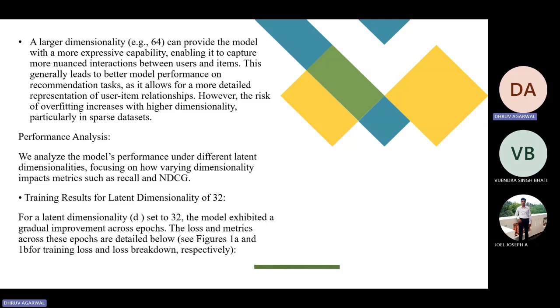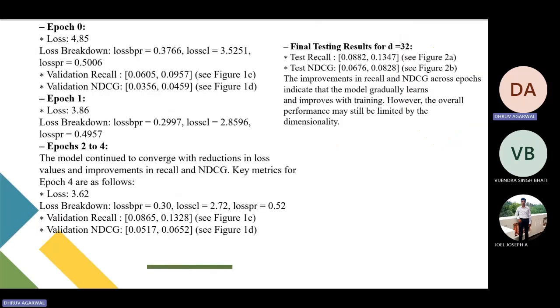Performing for 32D and 64D over 5 epochs, we have these results. For epoch 0, we have a loss of 4.85. The validation recalls are 0.06 and 0.09 for recall 20 and recall 40 respectively. For NDCG, we have 0.03 for NDCG 20 and 0.04 for NDCG 40.